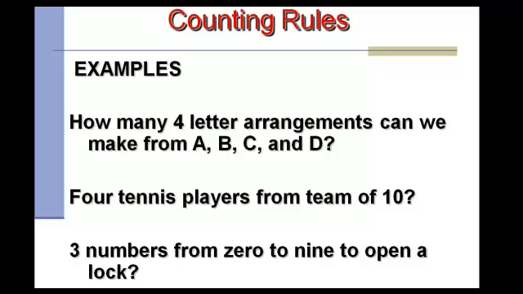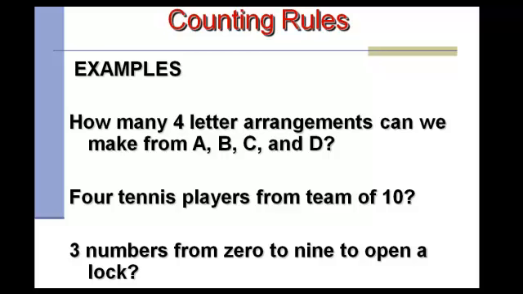And then lastly, how about 3 numbers from 0 to 9 to open a lock? How many different arrangements of 3 numbers from 0 to 9 could we use to open a lock? We're taking 3 at a time from 10 numbers, 0 to 9. That tells you it's not the counting rule. It's not a factorial. It has to be a permutation or a combination. And definitely 1, 2, 3 is different than 3, 2, 1. So that means it's a permutation.